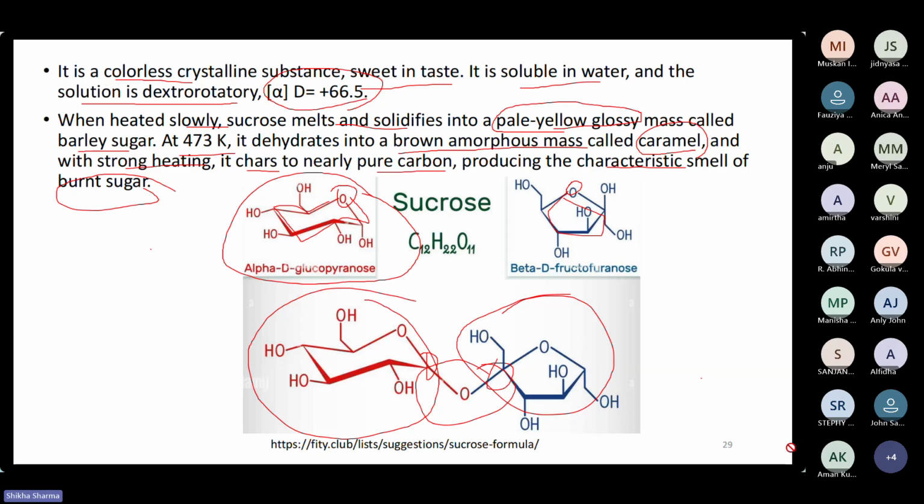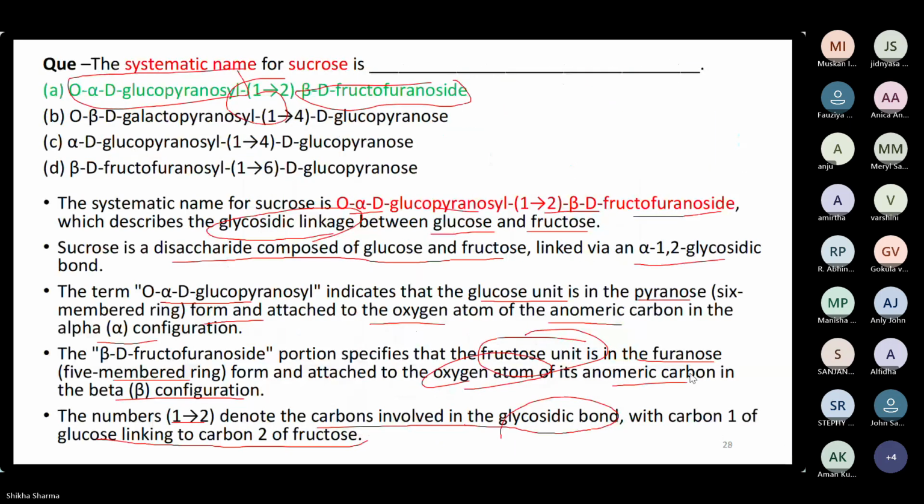So is this question clear to everyone, why we call sucrose this?